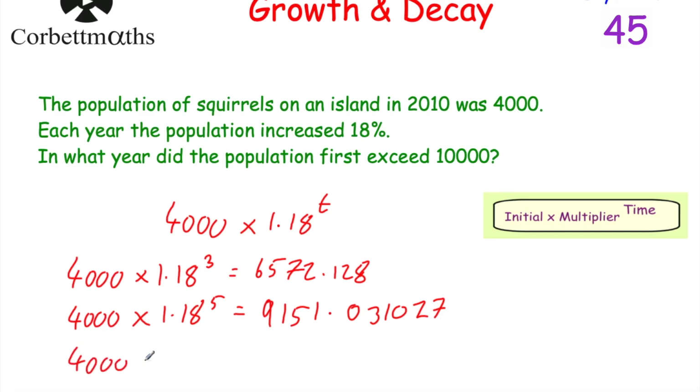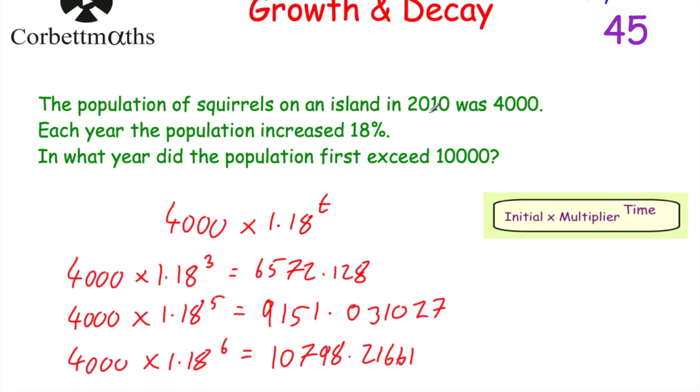So 4,000 multiplied by 1.18 to the power of 6 and see what we get. So we're going to change the power from 5 to 6. And fantastic, we've got 10,798.21661 squirrels. And as you can see, the number of squirrels has now exceeded 10,000. So after 6 years, the population of squirrels would exceed 10,000.